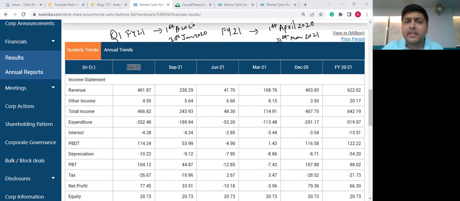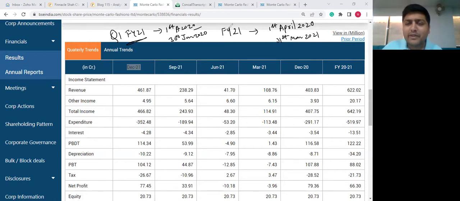A lot of times I've seen fresher candidates making mistakes, seeing Q1 FY21, so they directly take 1st April 2021 instead of 2020. So please understand. So when someone says Q4 FY21, they are referring to 1st Jan 2021 to 31st March 2021. So which is why please be very careful when it comes to nomenclature of quarterly financials. Often people tend to make mistakes in that area.